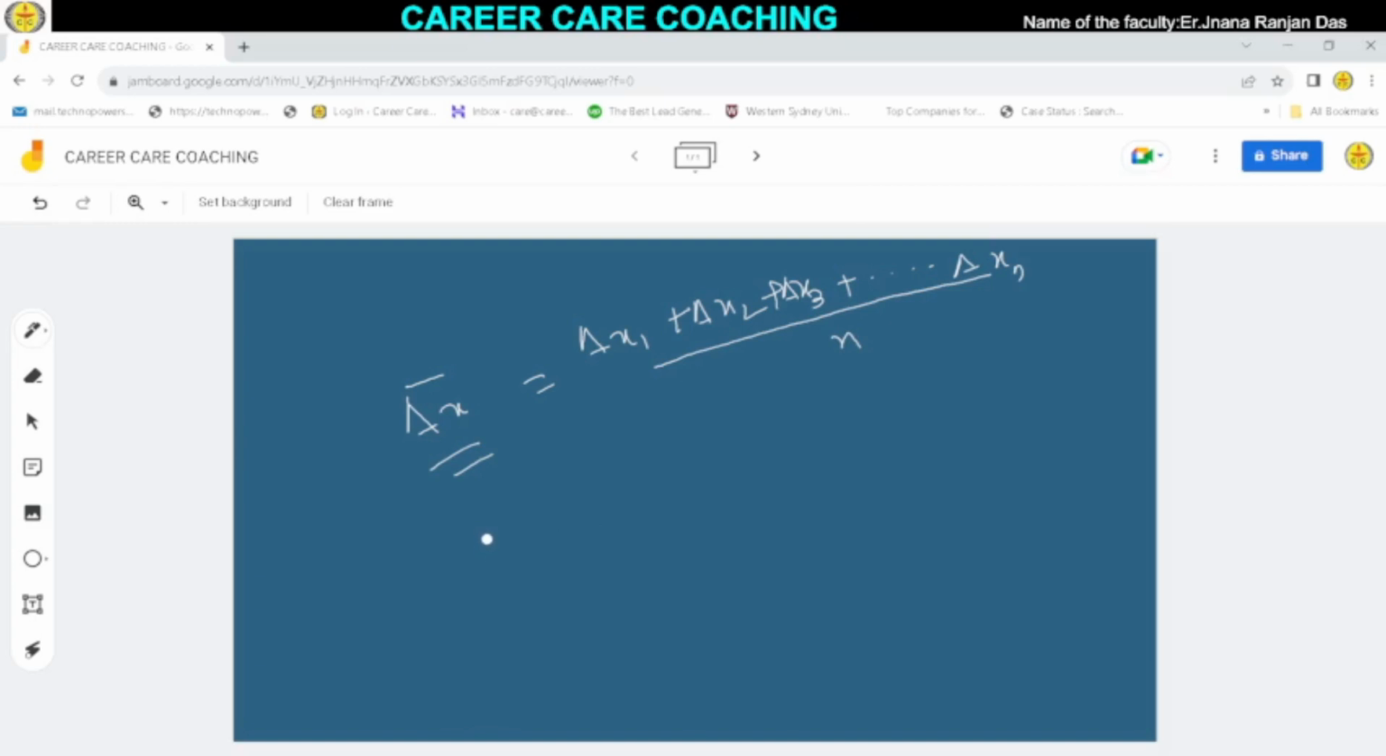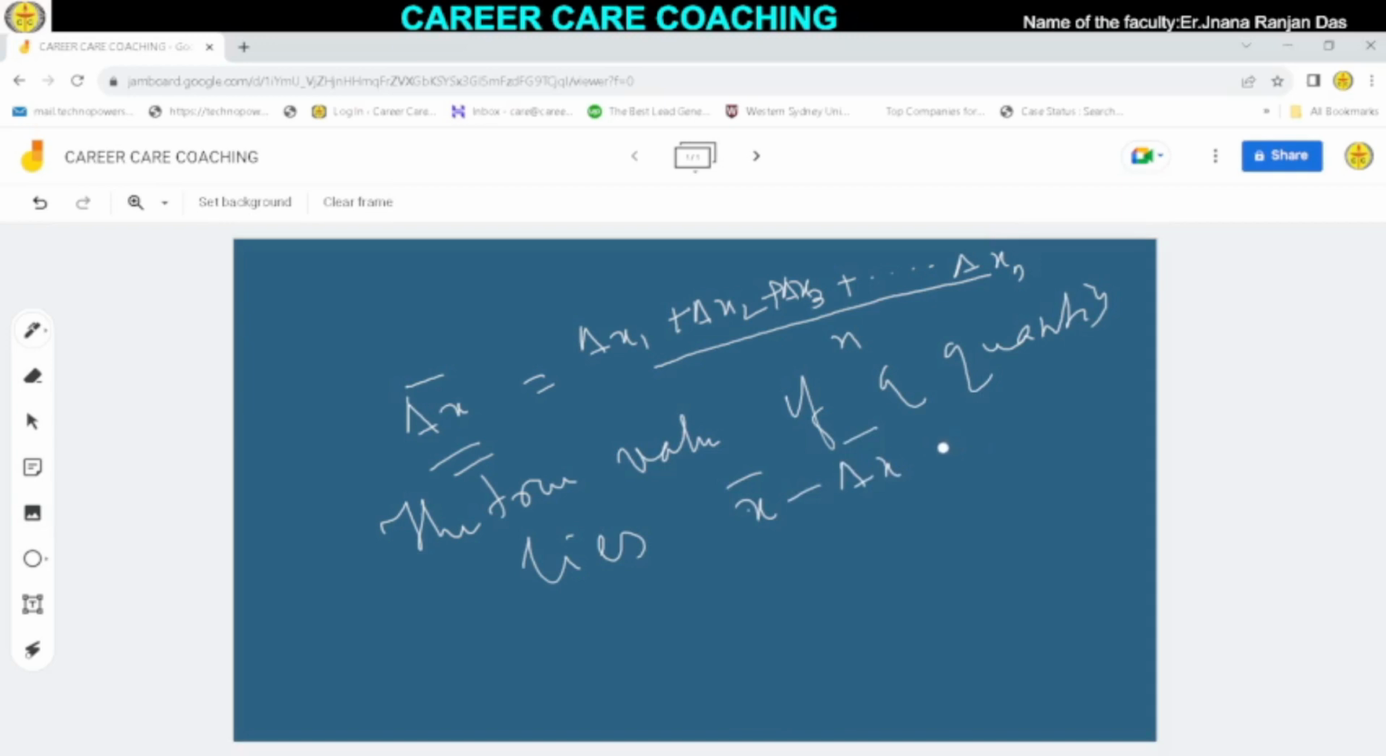That means the true value of a quantity lies between x bar minus delta x bar and x bar plus delta x bar. It is still impossible to find out the true value of the quantity, so we can find a range between which the true value of the quantity lies. So this is about absolute error.